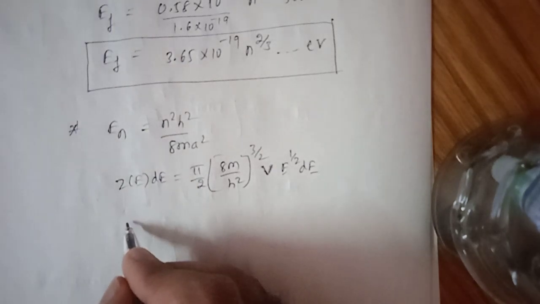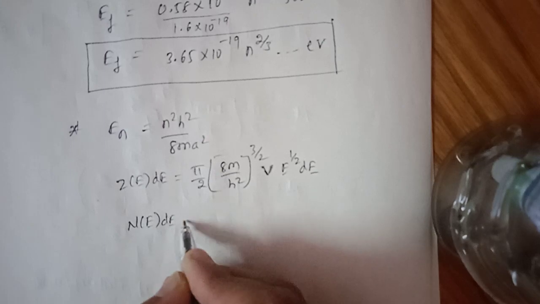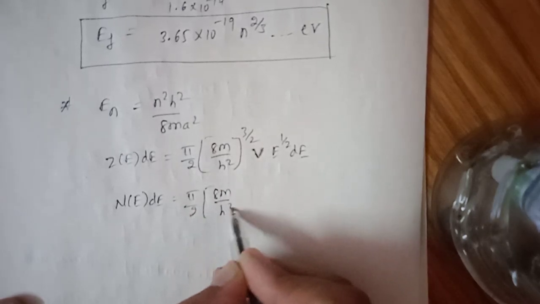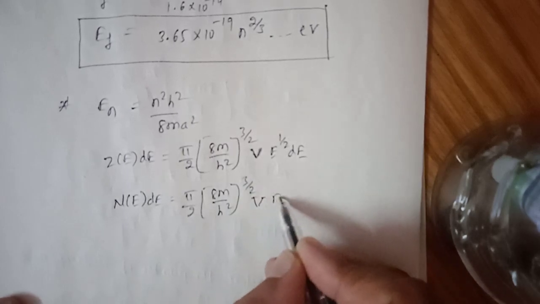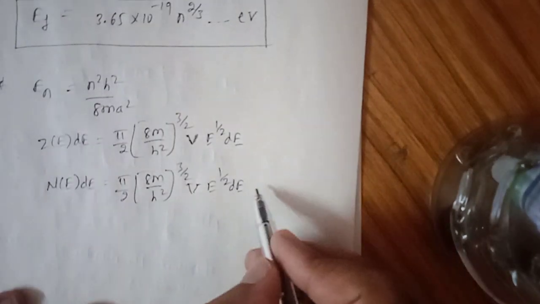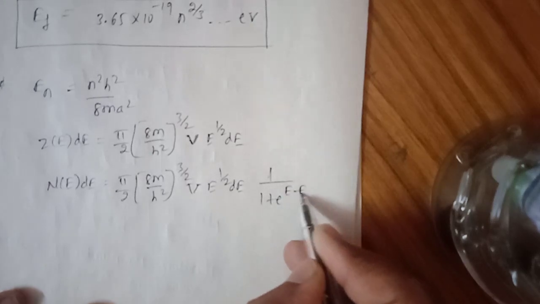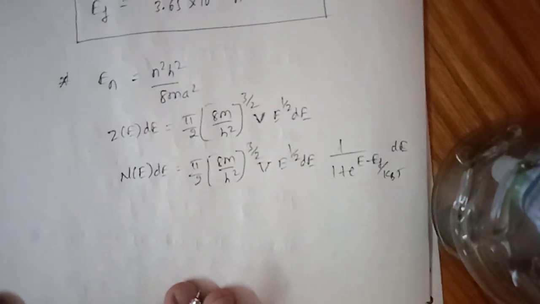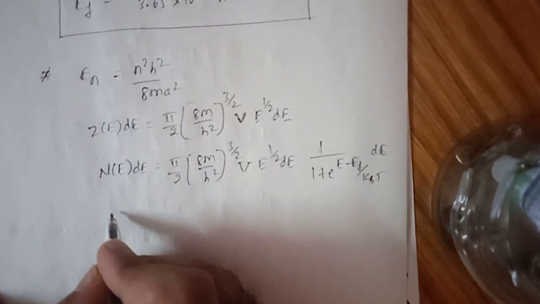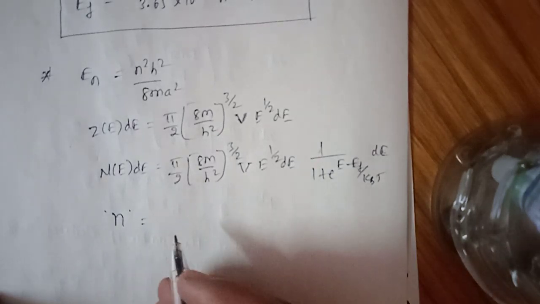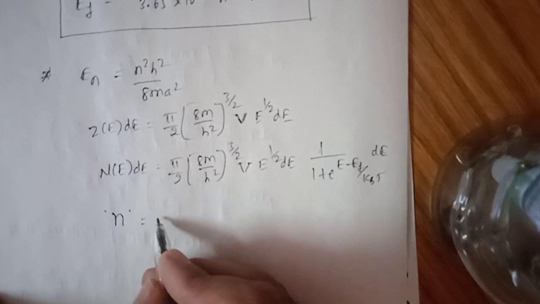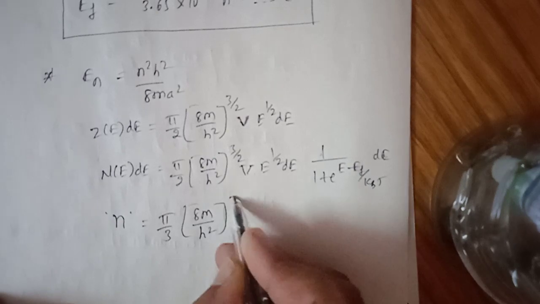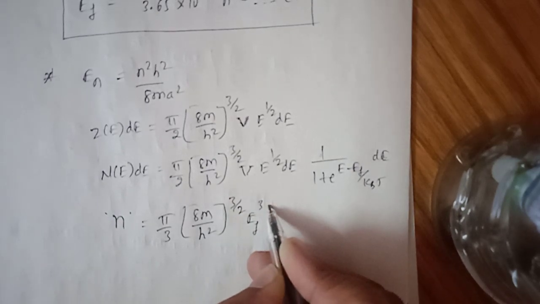Later we arrived at an expression for n of E into dE. It is the combination of Z of E, that is pi by 2, 8m by h square to the power 3 by 2, and the volume element V, E power half into dE, as well as the Fermi factor expression, 1 over 1 plus exponential of E minus Ef by kBT, into dE. After this expression, we arrived at the density of electrons, which is equal to pi by 3, 8m divided by h square to the power 3 by 2, EF to the power 3 by 2.